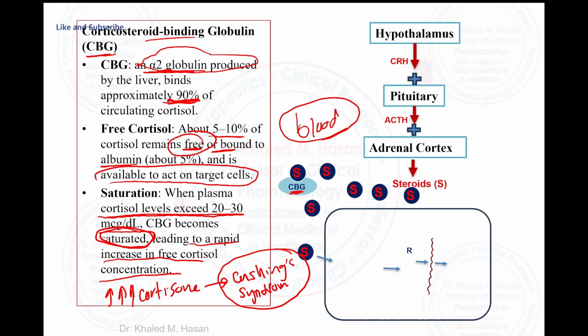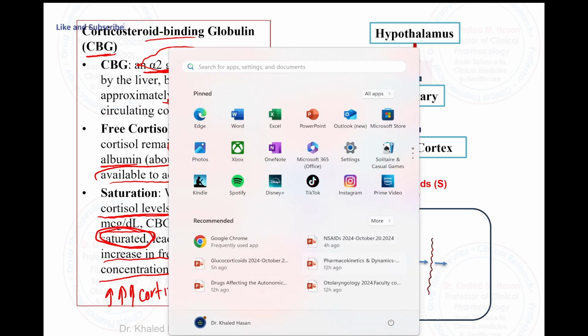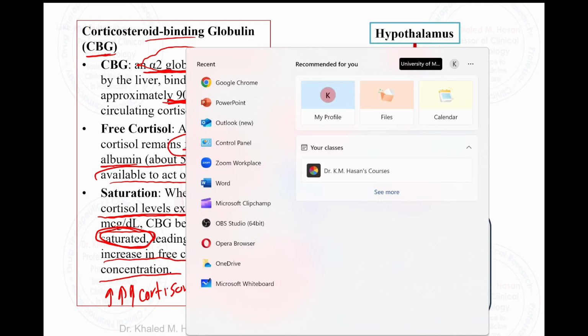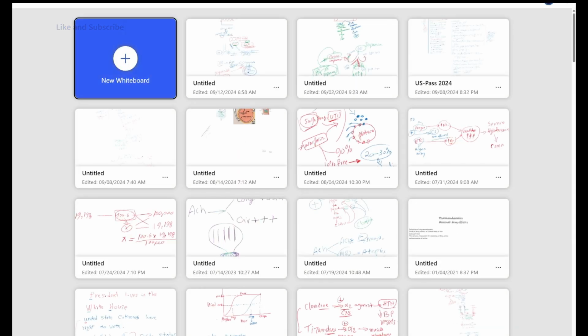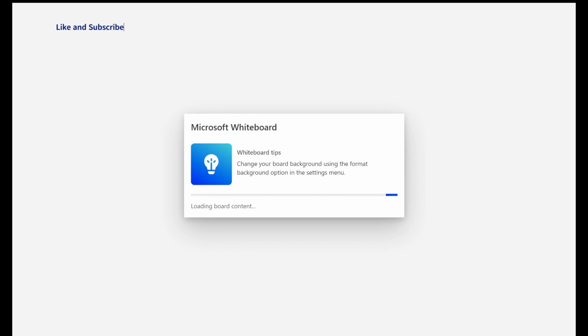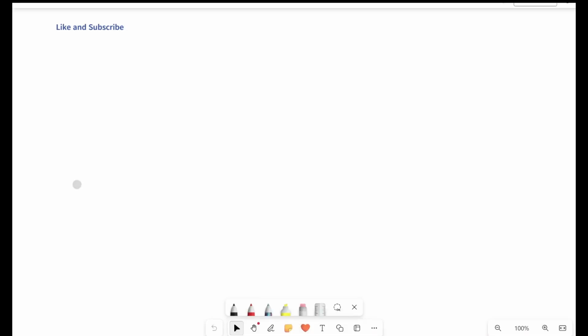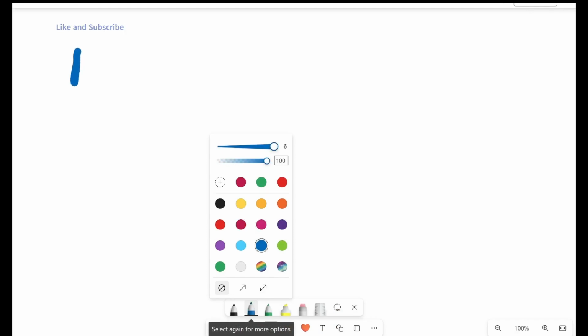Let me go back a little bit and explain on the whiteboard what happened. This concept is already covered in the pharmacokinetic chapter, and I refer you to that chapter to understand the pharmacokinetics. And here we're talking about protein binding. M stands for medication.